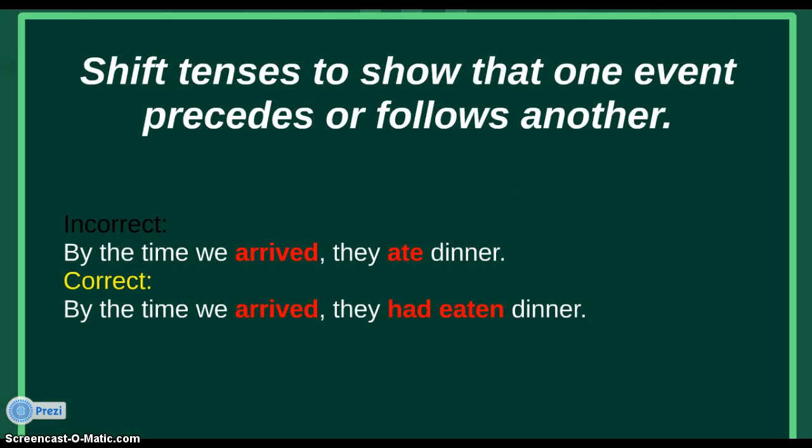You do want to shift tenses to show that one event precedes, in other words, comes before, or follows another. Let's look at the incorrect example. By the time we arrived, they ate dinner. This is saying that we arrived and they ate dinner at the same time. But what really happened is that because everyone was so late, dinner had already been eaten by the time they arrived. So the correct sentence would be, by the time we arrived, they had eaten dinner. So that allows us to use the correct tenses, so everything is shown in the time in which it occurred.